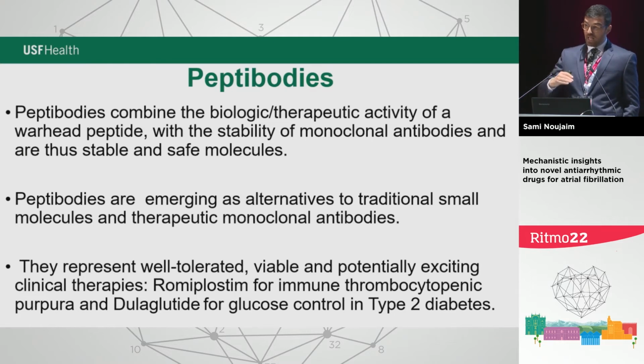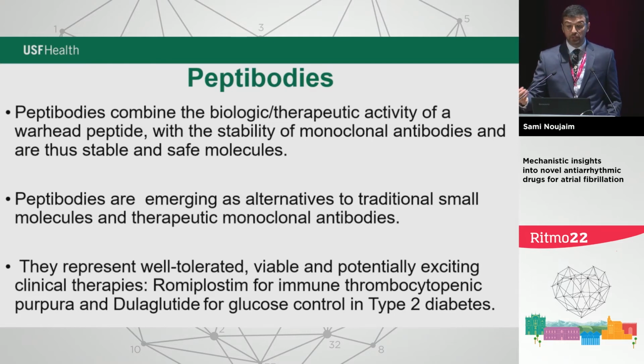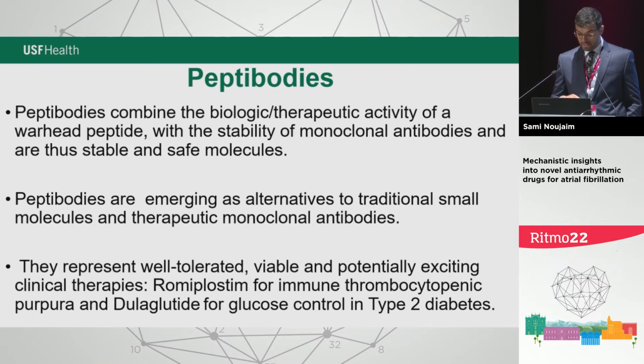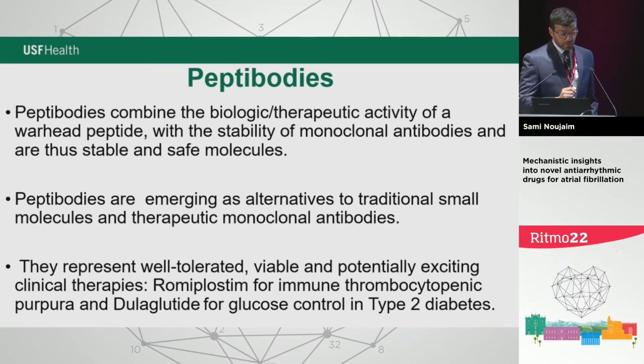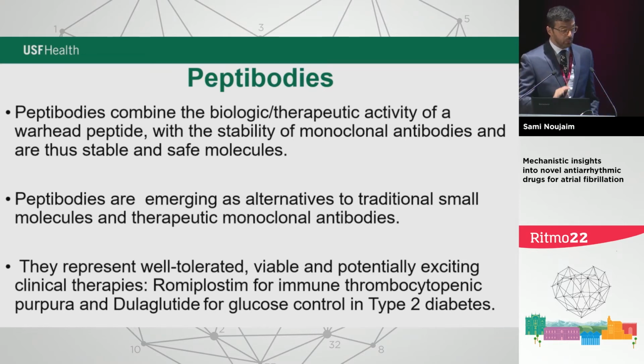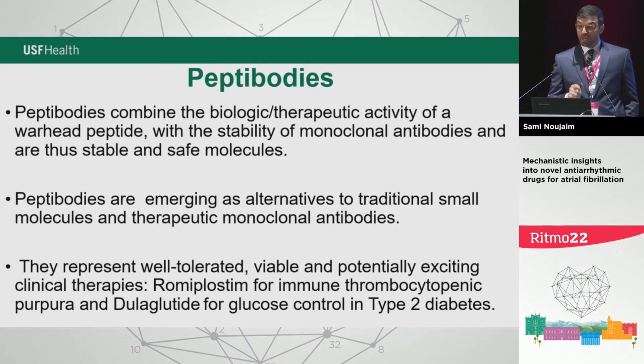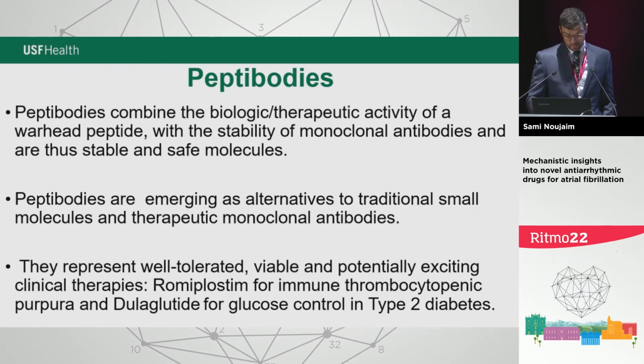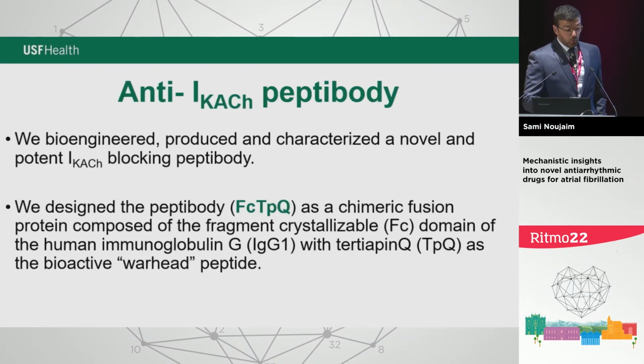Peptibodies are emerging as alternatives to traditional therapeutic small molecules and therapeutic monoclonal antibodies. They represent well-tolerated, viable, and potentially exciting clinical therapies. Currently, there are 2 FDA-approved drugs for use. One of them is romiplostim, that is used for immune thrombocytopenic purpura treatment, and dulaglutide for glucose control in type 2 diabetes. So we bioengineered and produced, as well as characterized, a novel and potent IKACH blocking peptibody.